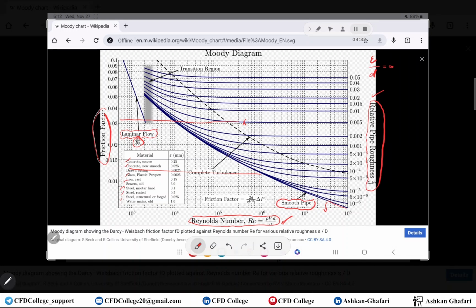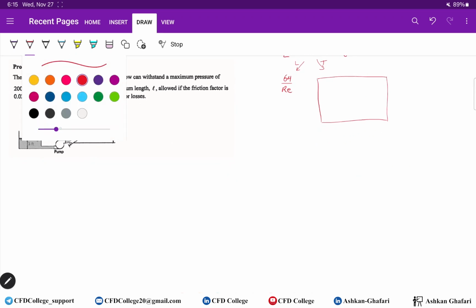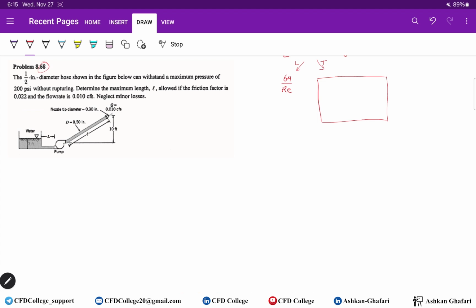So having said that, we can go back to our problems. The first problem, number 68. A half-inch diameter hose shown in the figure below can withstand a maximum pressure of 200 psi. So here we have a pipe, a pump, and this is the water tank. The diameter of the pipe is 0.5 inches. The maximum pressure in the system should be 200 psi, the maximum pressure that the system can withstand. Determine the maximum length L of the tube allowed if the friction factor is given.